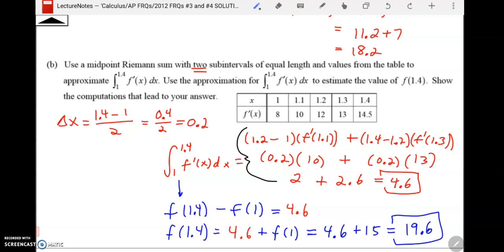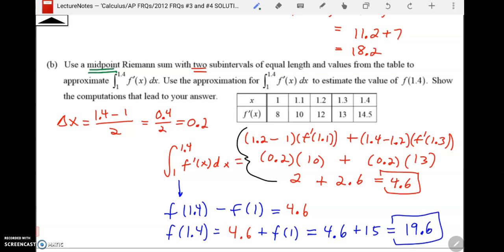For the heights of the rectangles, they ask you to use a midpoint sum. Midpoint means you want the x-coordinate in the middle of your interval to touch the function. So the middle of the interval from 1 to 1.2 is 1.1. Isn't that great? They happen to give you 1.1 in the table. So 1.1's value is 10. 1.3's value is 13. So those are the heights, or the lengths, of the two rectangles.